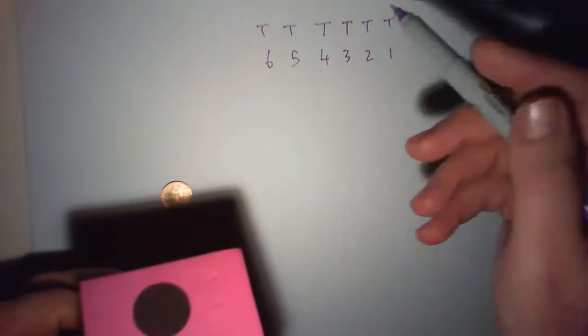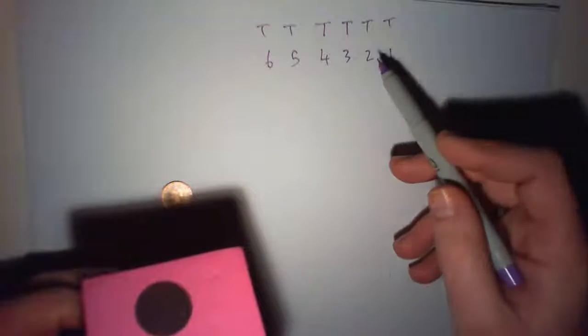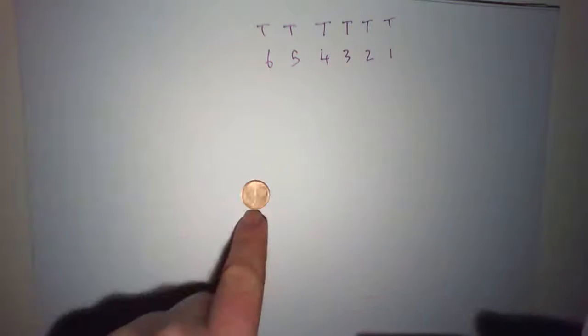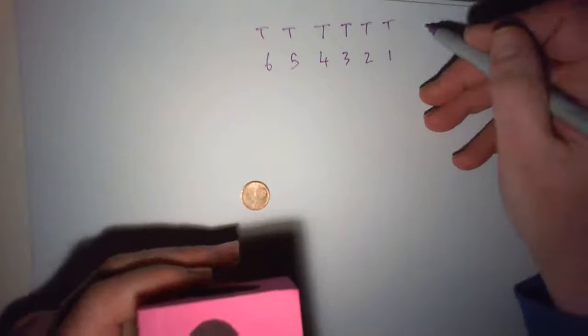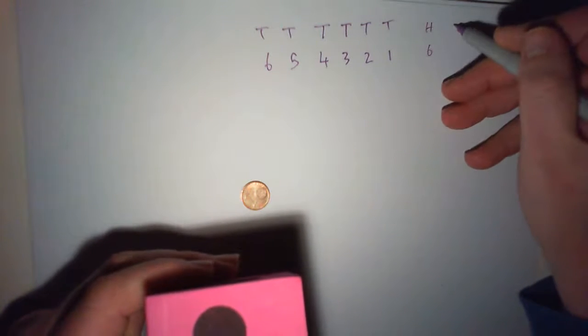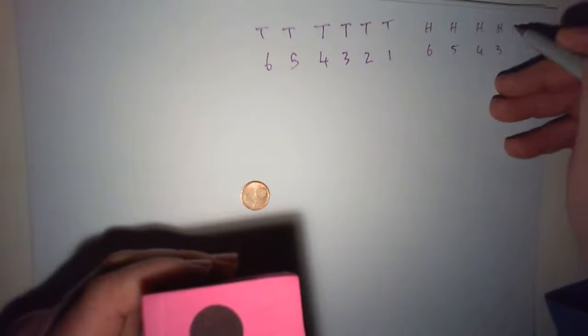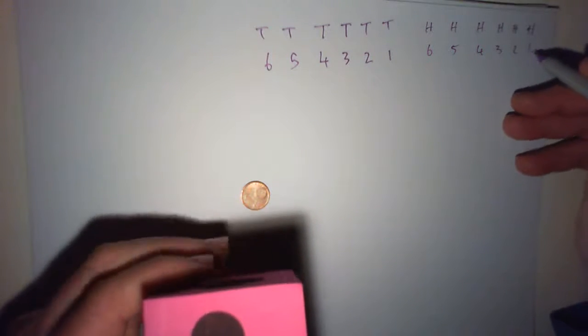So that's all the possibilities, okay? So you can get a tails with all of them. But what happens if we'd flipped and gotten heads? Well, I could have also gotten heads with 6, heads with 5, heads with 4, heads with 3, heads with 2, and heads with 1.